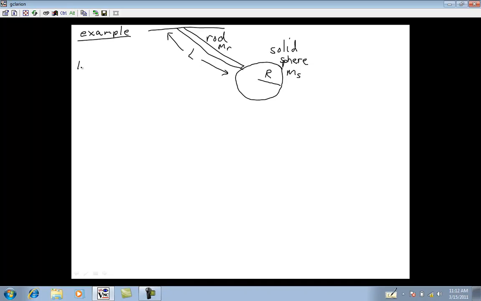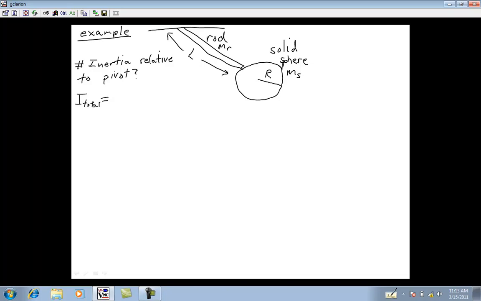So number one, what is the inertia relative to the pivot? So remember, our total inertia in this case is going to be made out of what things? The rod and the sphere. And also, we have to apply what else? The parallel axis.